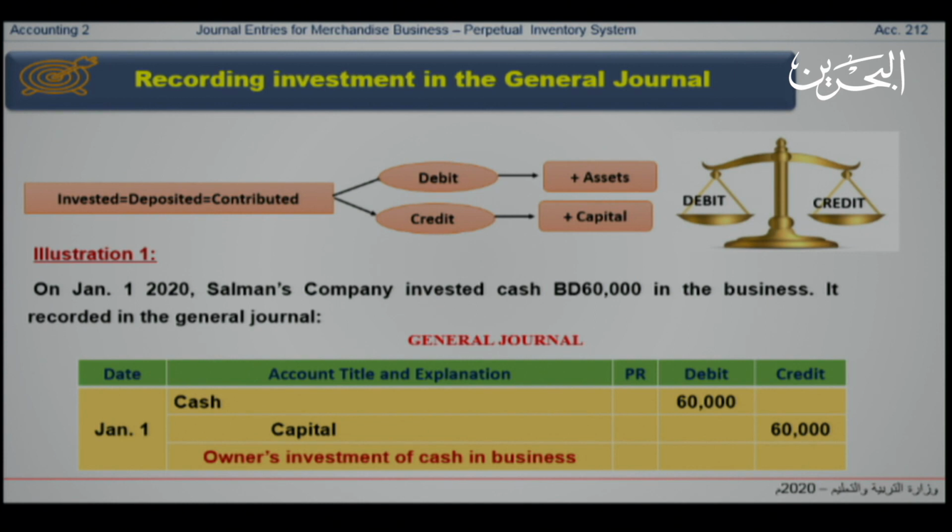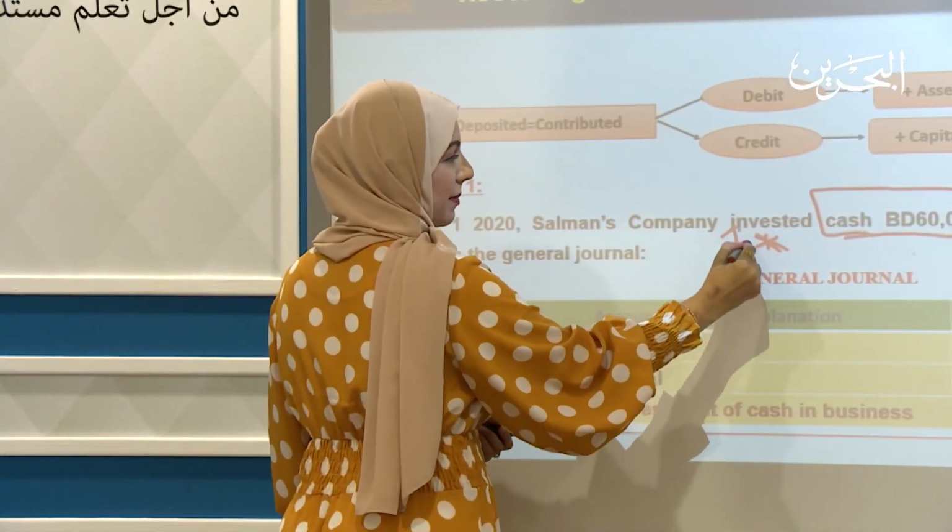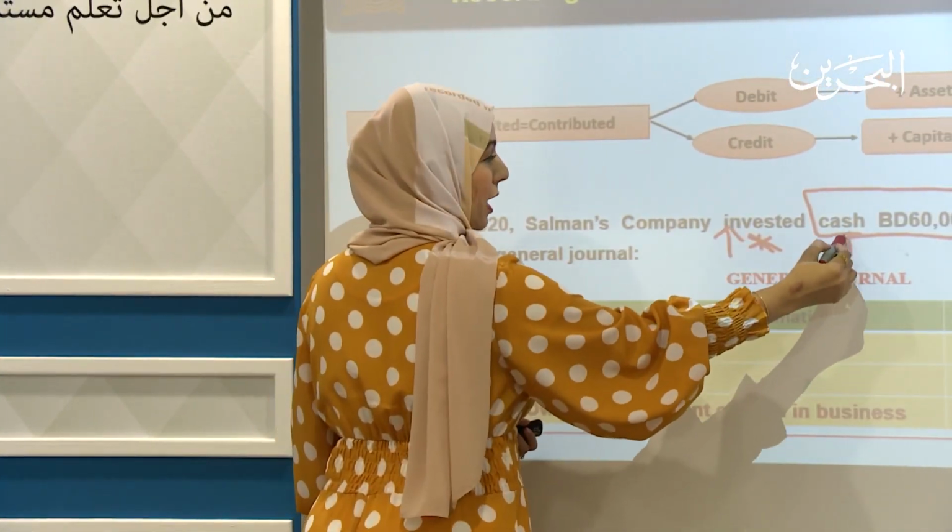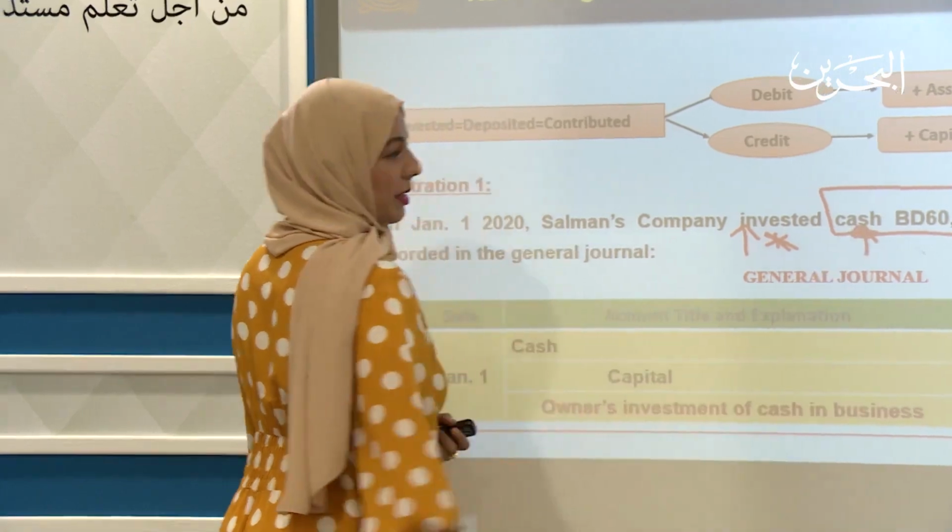Let us take a look at recording the investment in the general journal. By our example, we will see how the investment is recorded. On January 1st, 2020, Salman Company invests cash of 60,000 in the business. How can we record this transaction in our general journal? If I invest, the capital will be affected and it will increase. And also I invest by cash, so the cash also will increase.